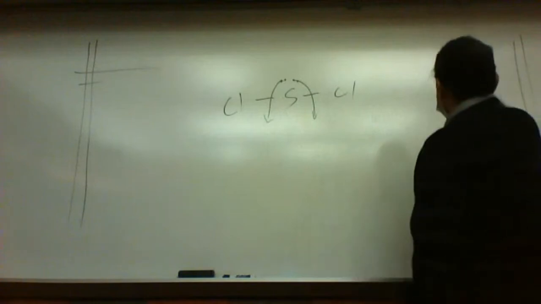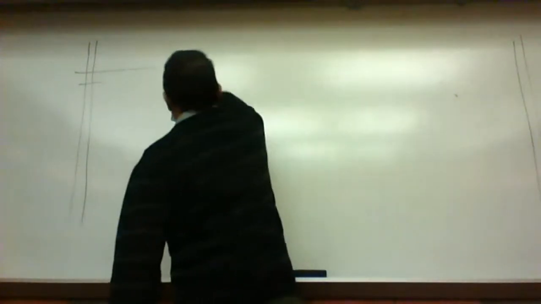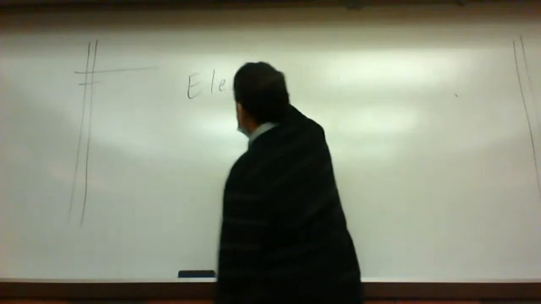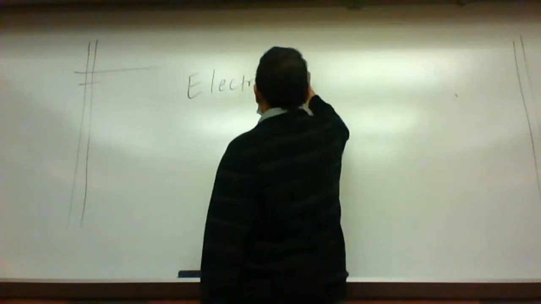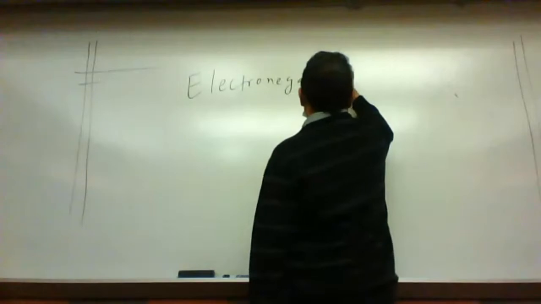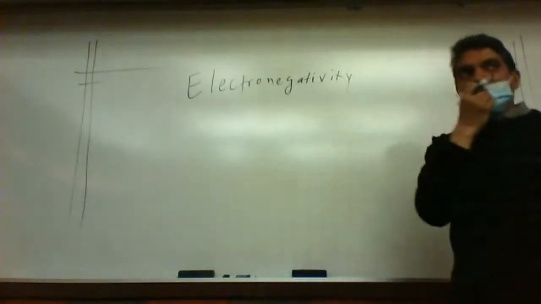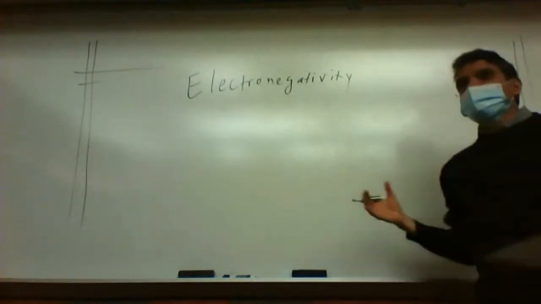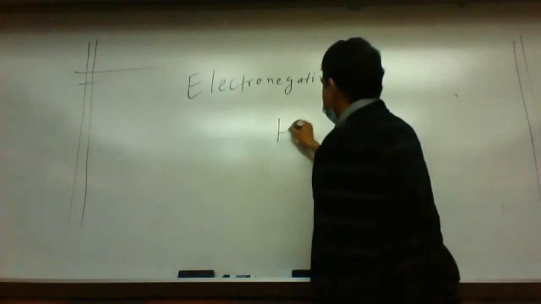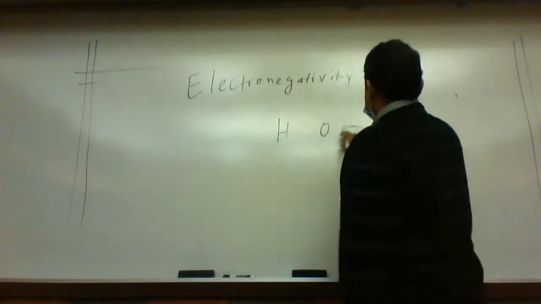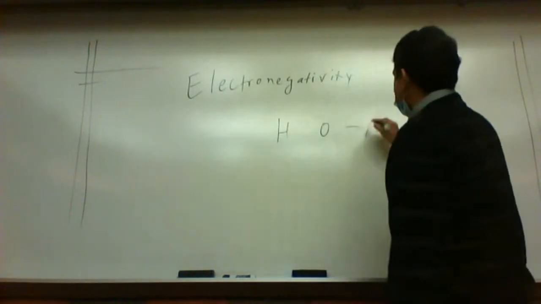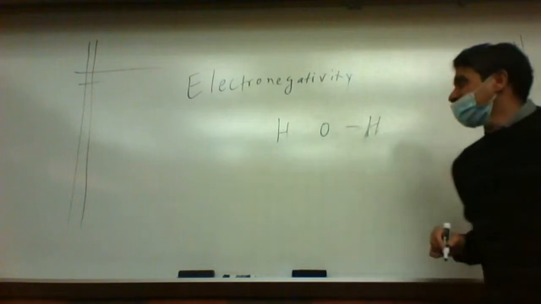Now let's talk about slide number 16, the new concept. This is a new concept. We have not discussed this concept so far: electronegativity. So electronegativity is to make a molecule. Let's say you have a water molecule like this, right? So this is a water molecule, H2O.